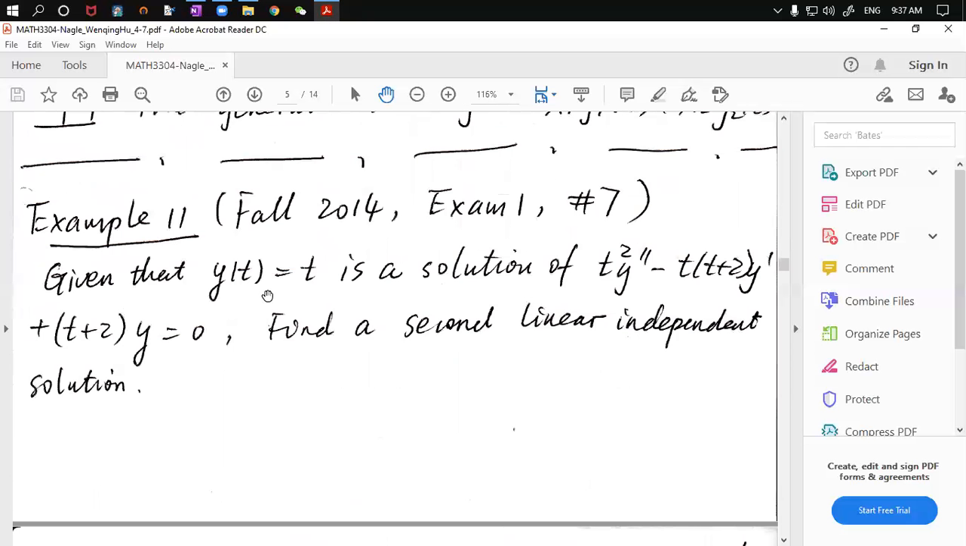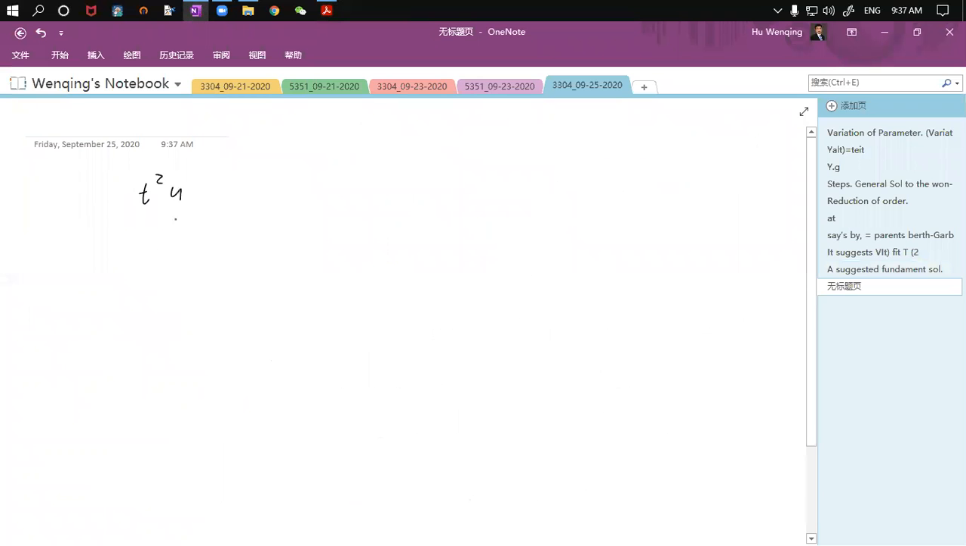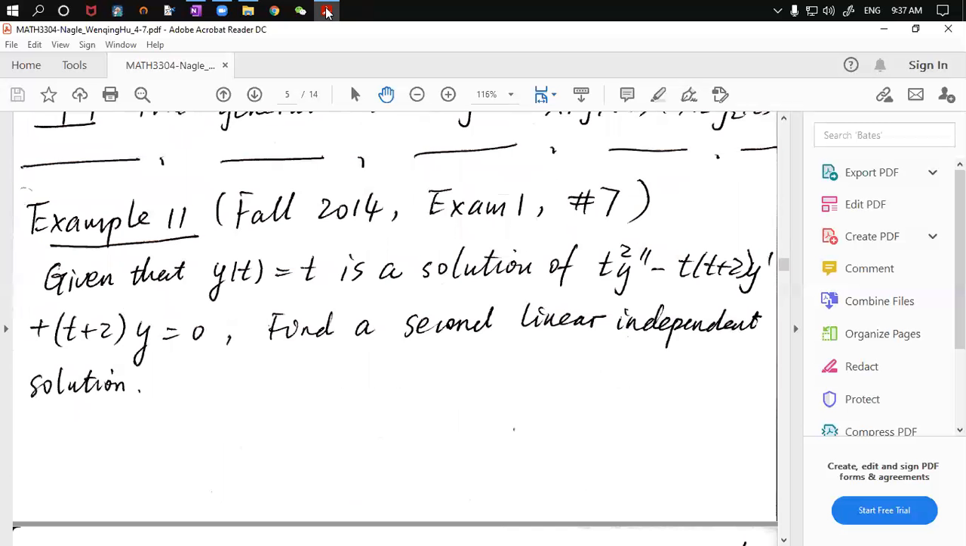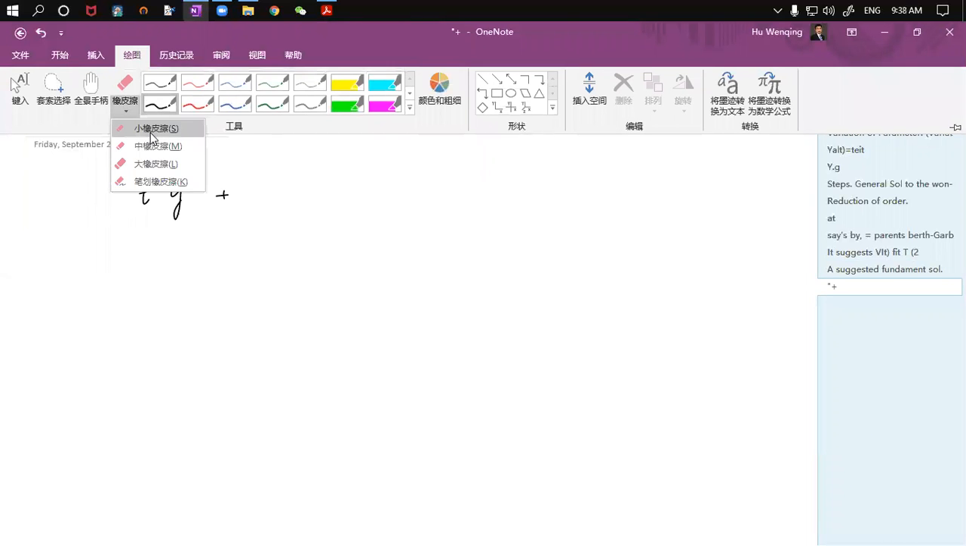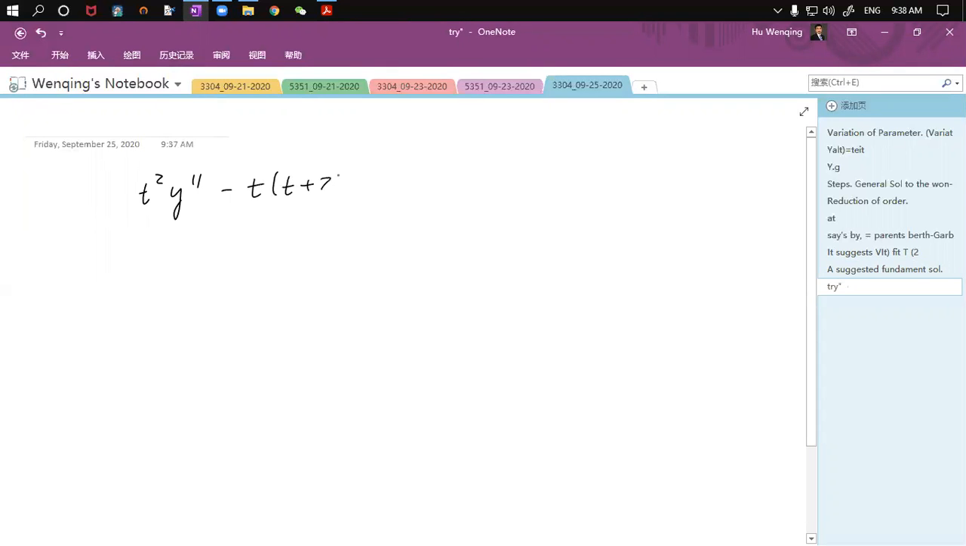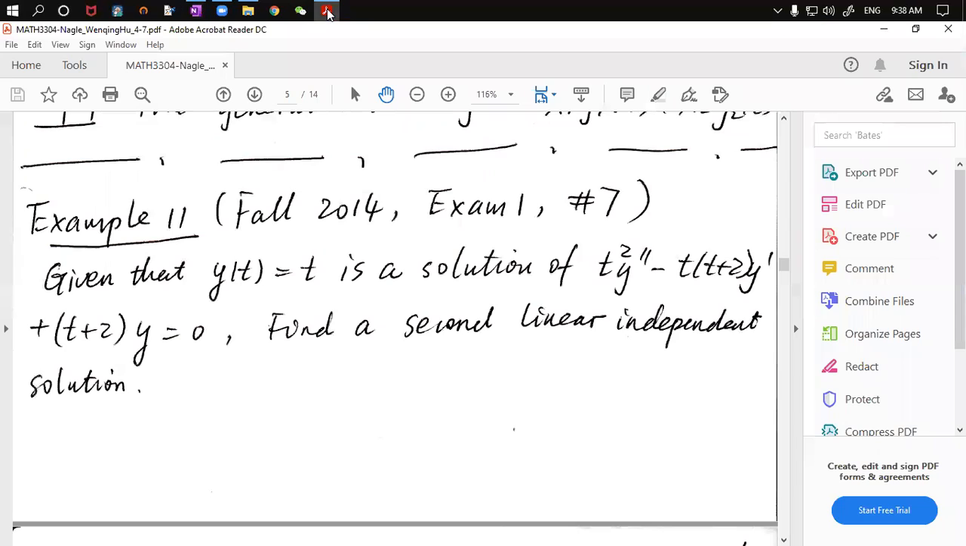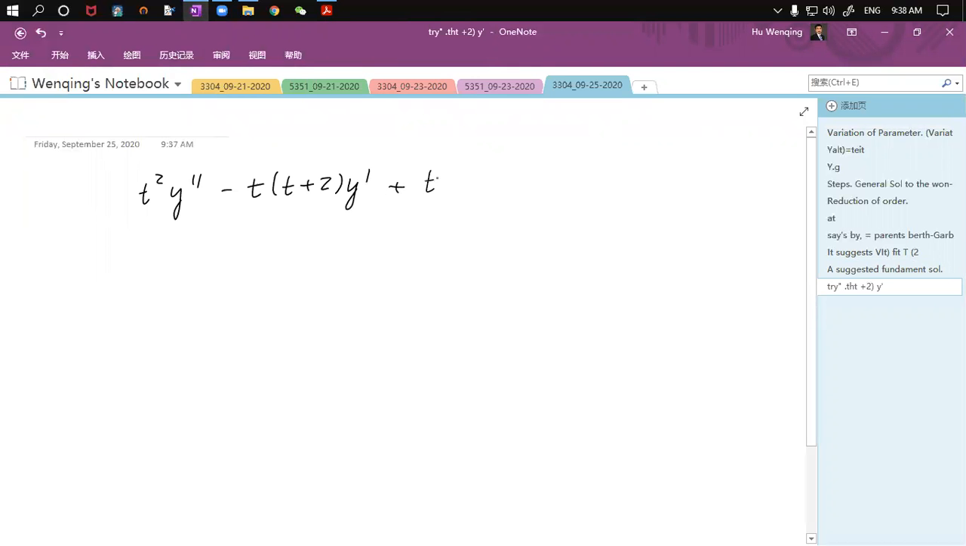So for example, here you're going to see this equation: t squared y double prime minus (t plus 2) y prime plus (t plus 2) y is equal to 0. So that's not a constant coefficient equation anymore. So you cannot just use the simple golden principle, multiplying by t, but you have to look for your own golden principle.